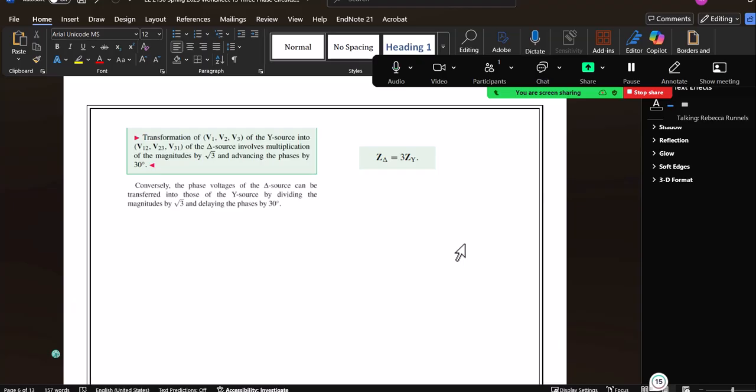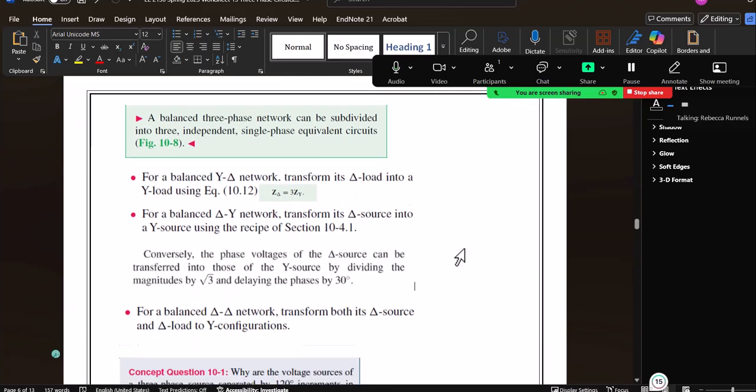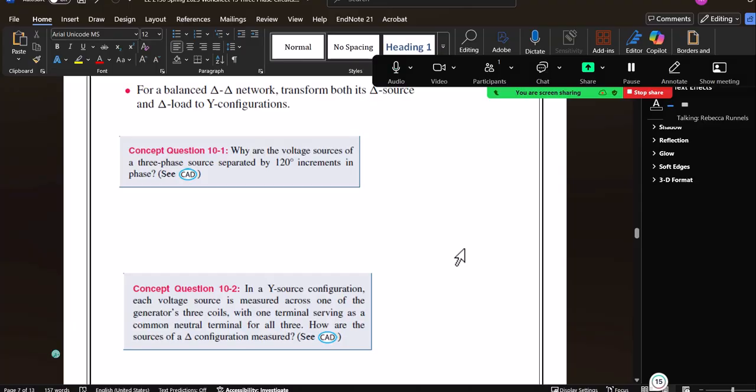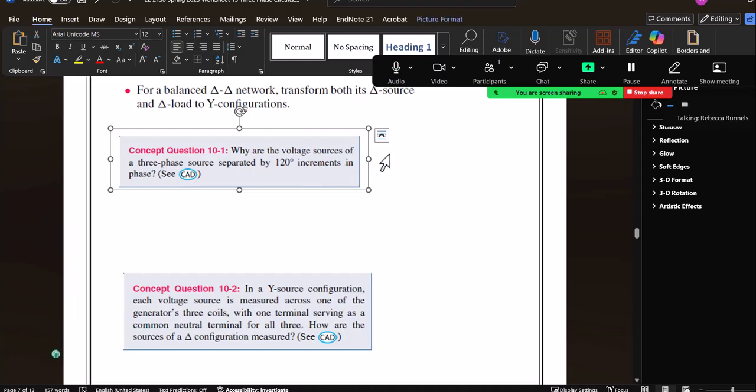Okay, so let's take a look at these concept questions that I have. So I have concept question 10.1. Do we have any idea why the voltage sources of a three-phase source are separated by 120 degrees? It's on the generator. There's 3 magnets 120 degrees off from each other in the circuit. Yeah, okay.